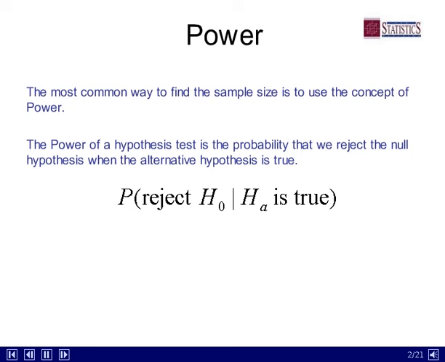If we write it out a little bit more mathematically, we can say it's the probability you reject H0. The vertical line there is representing given or assuming. So assuming or given that the alternative hypothesis is true. So given you shifted, it's the probability you reject the null hypothesis and say you have a shift.